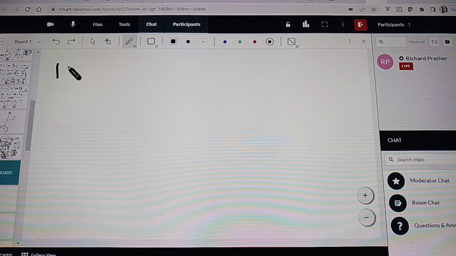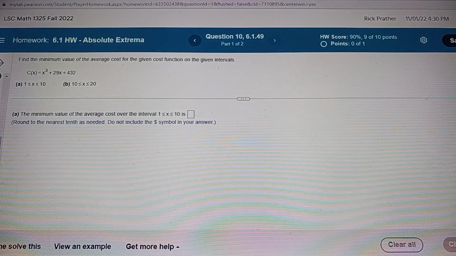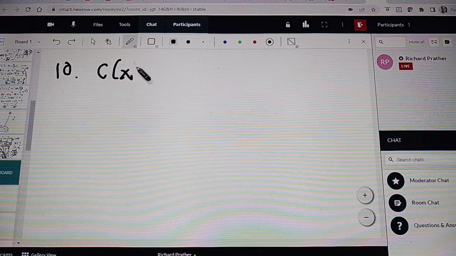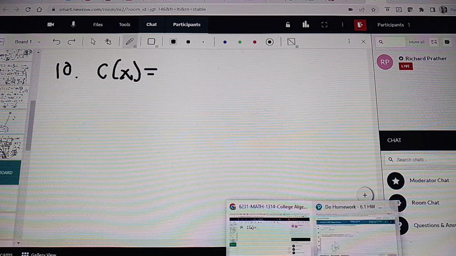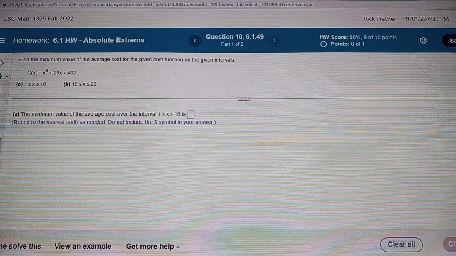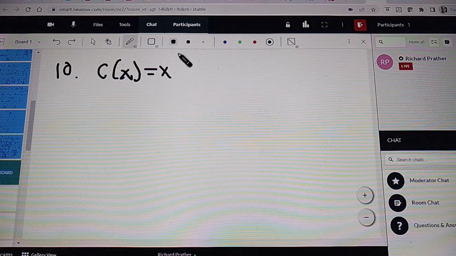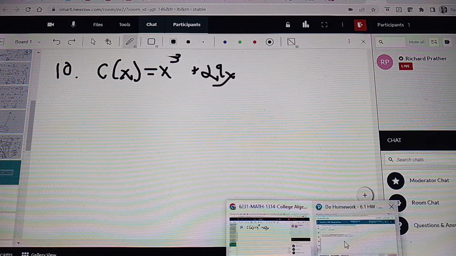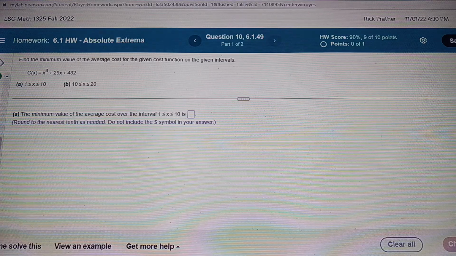This is kind of good how problems 9 and 10 are two business problems. One incorporated the critical point theorem, and this one's incorporating the extreme value theorem. So C of x, the cost function, is x cubed plus 29x plus 432.